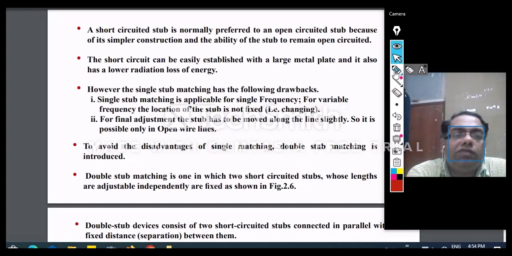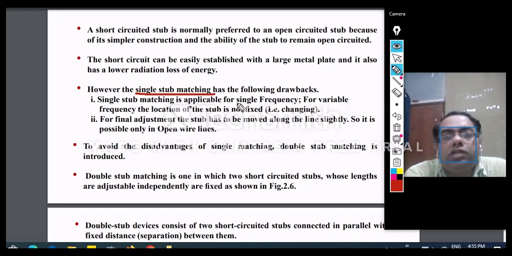So in the previous lecture we have studied about single stub matching. Now single stub matching that we have studied in the previous class has got some drawbacks. Like, it is applicable for single frequency. For variable frequency the location of the stub is not fixed.